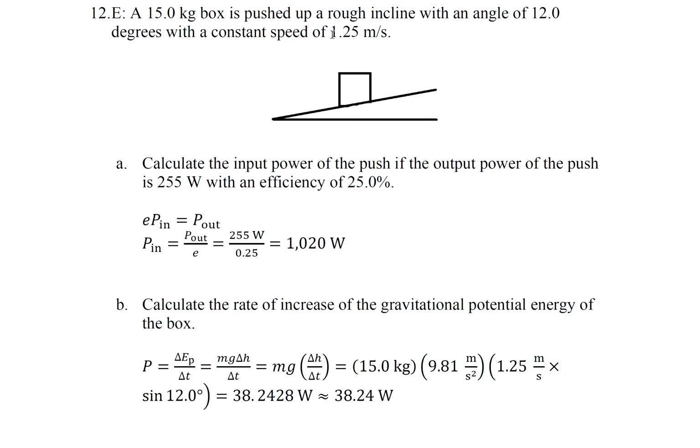It's going to be 1.25 times the sine of 12 degrees. Why? Because that's delta H over delta T.